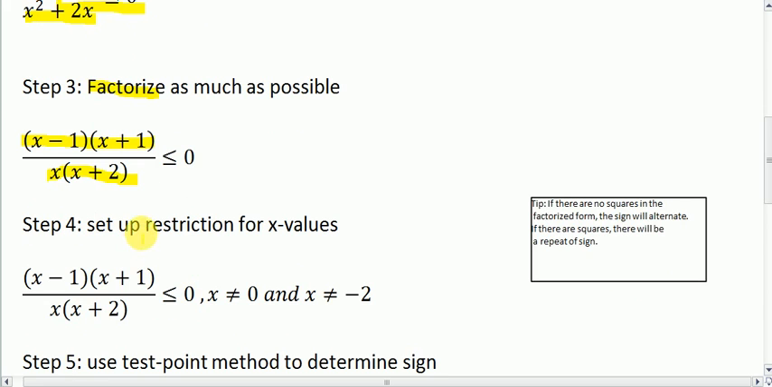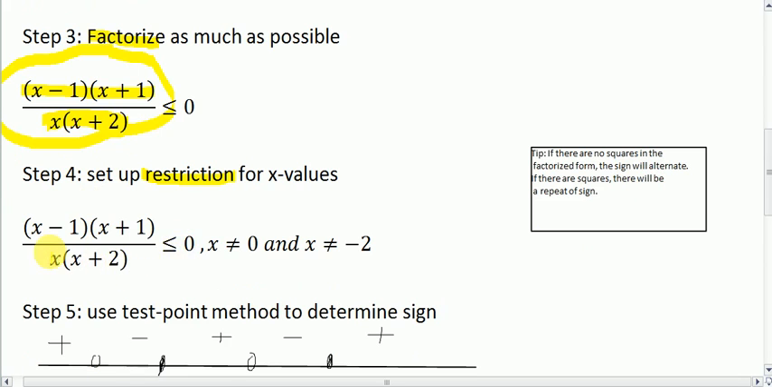Next thing, we will set up restrictions for your x value. The reason for this restriction is because when the denominator is equal to 0, this whole function will become undefined. So we cannot let the denominator be equal to 0. And how do we do that? We cannot let x equal 0, and x plus 2 cannot equal 0. So the criteria for the restriction is x cannot be equal to 0, and x plus 2 cannot be equal to 0, meaning x cannot be equal to negative 2.